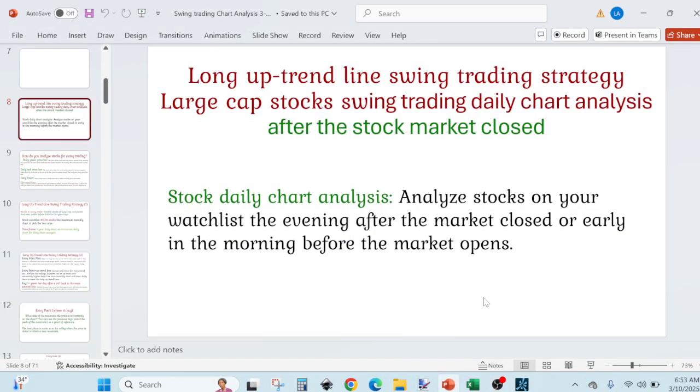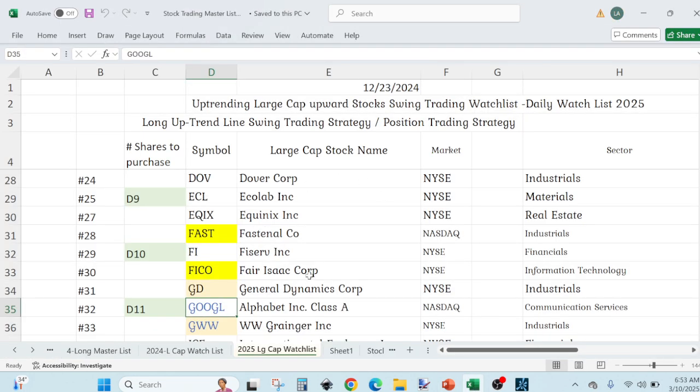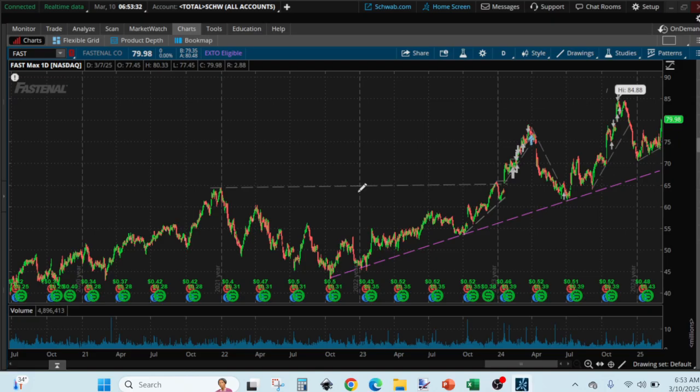Hello, how do you do your swing trading daily chart analysis of upward large cap stocks if you are using the long uptrend line swing trading strategy? You open your watch list, and here we have our watch list. We are going to analyze 3 stocks from the list, and the first one to analyze is FI.